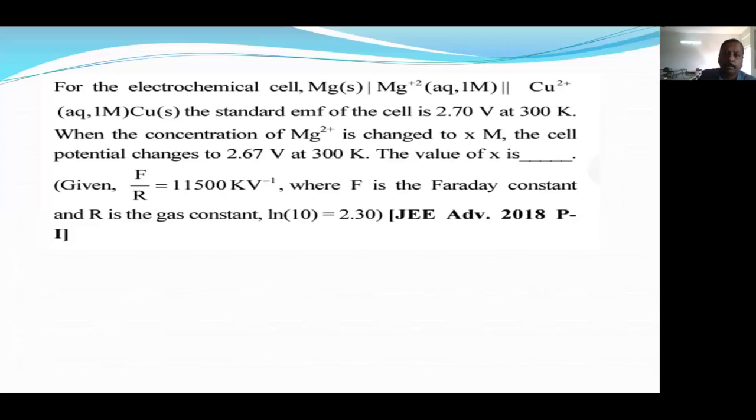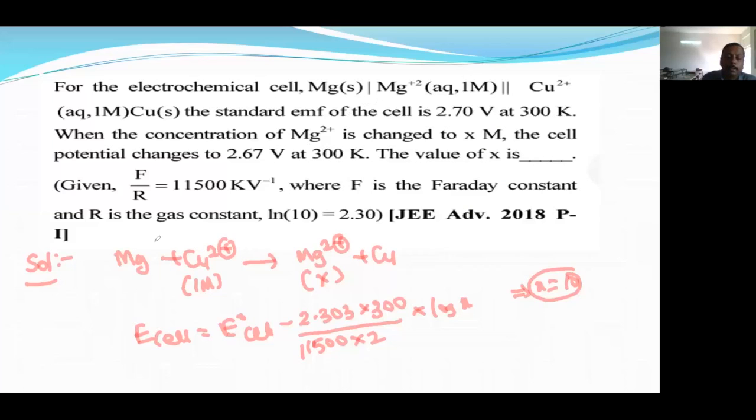Next question: an electrochemical cell with magnesium, magnesium 2 plus, copper 2 plus, copper, has a potential of 2.7. When the concentration is changed to X molarity, then the potential changed to 2.67. Concentration changed, potential changed. We have to find out what is the present concentration.